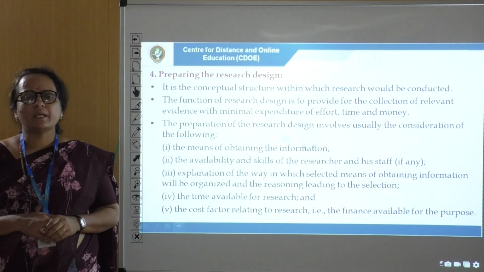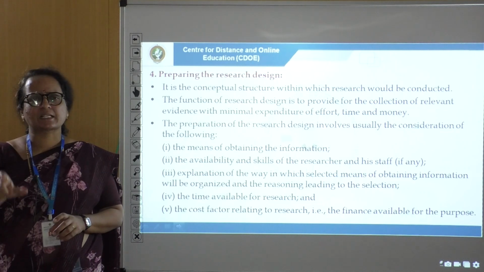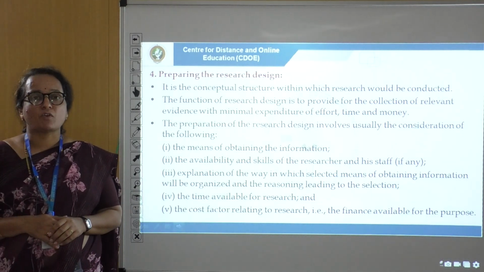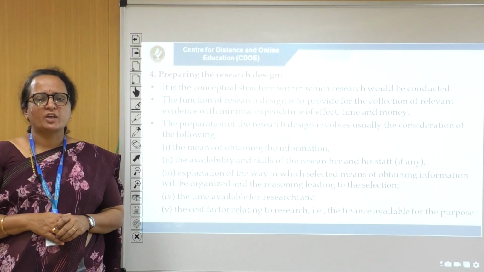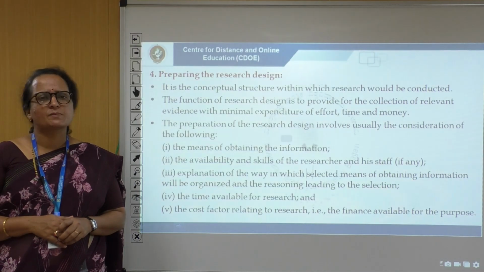One is the means of obtaining the information. All these details are described in the research design. First is the means of obtaining the information. What are the sources available for collecting the information? How the information is to be gathered is very clearly specified.